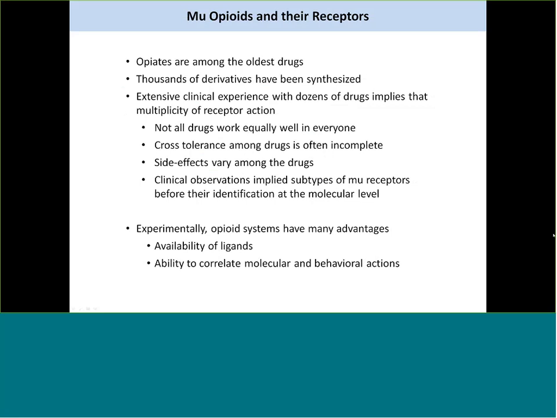Experimentally, the opioid system has many advantages. The availability of a wide range of ligands is perhaps one of the greatest, but also the ability to correlate molecular binding and molecular function with behavioral actions in a relatively simple and straightforward manner. There are many physiological actions that are mediated directly by opioids.